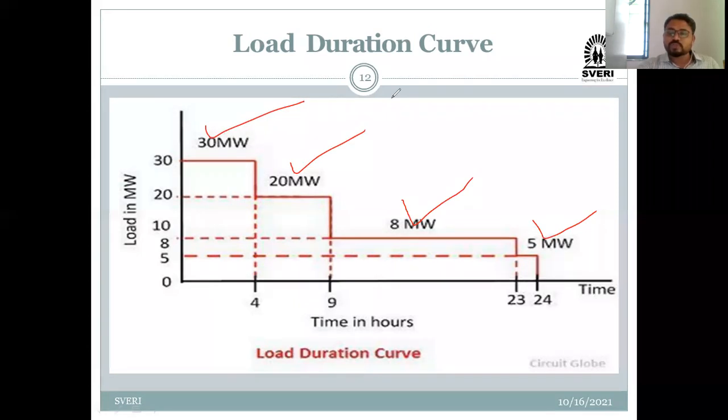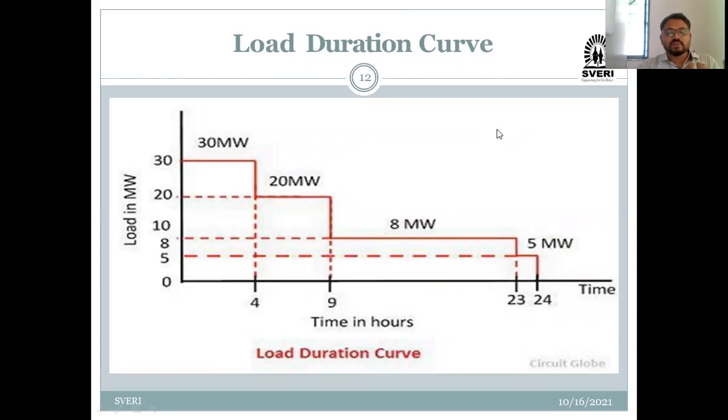What we have to do, when we have the load curve in our hand, whenever I have to plot the load duration curve by taking the reference of the load curve, at that time I have to first plot the maximum demand, or you can say maximum load, whenever it appeared in a day.